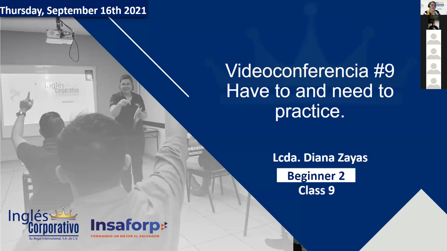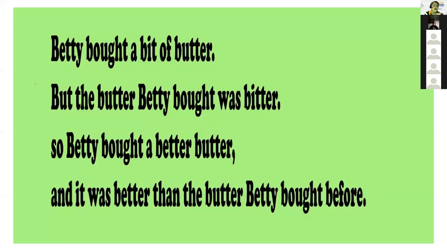Right. Well, as I was saying before, today is Thursday, September 16th, 2021. Oh yeah, have to or need to. When we use have to or need to in English, we're going to do a practice of that. You know, the class is beginner two, and this is class number 9. Okay, so have you practiced?